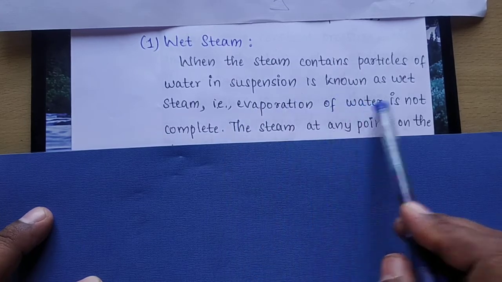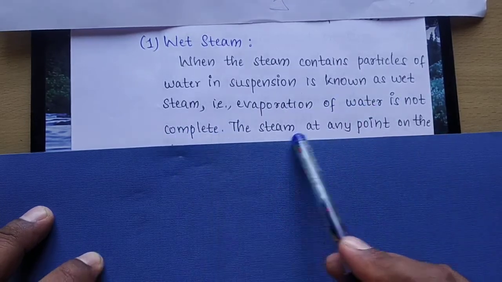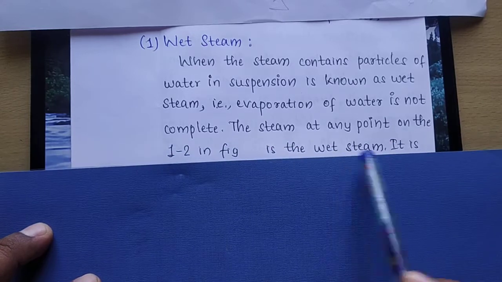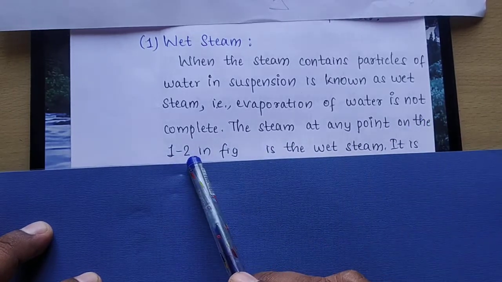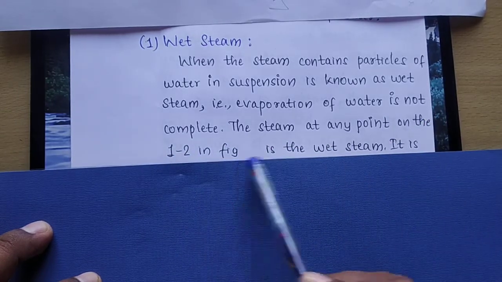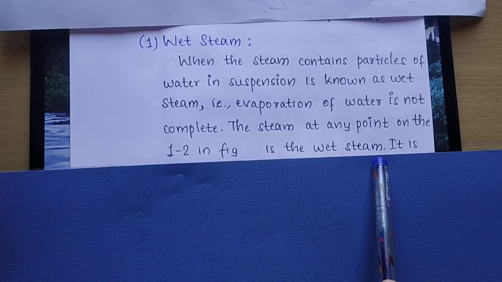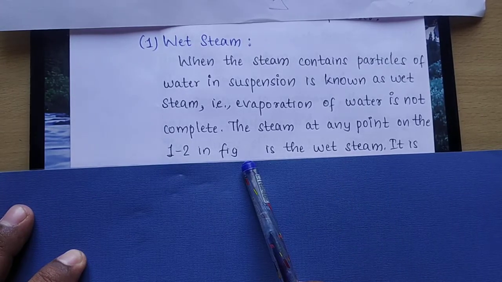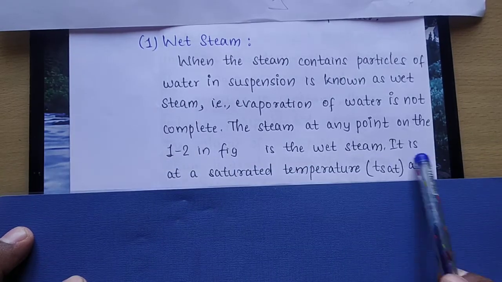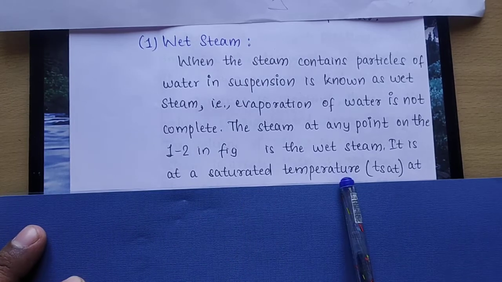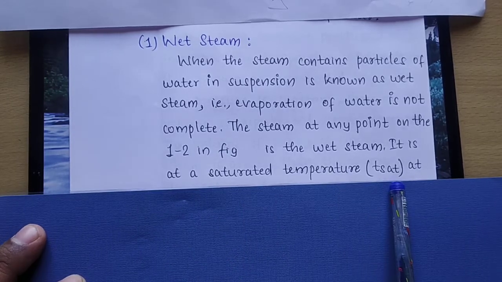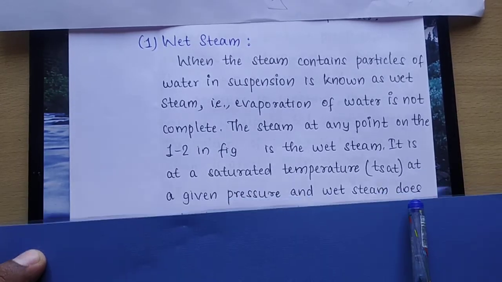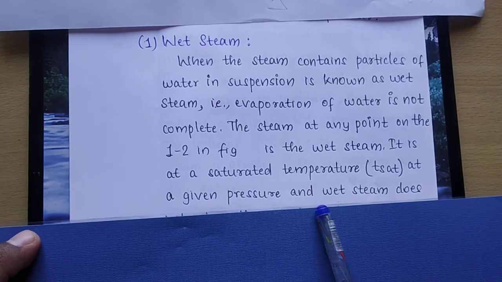The evaporation of water is not complete. The steam at any point on the line from 1 to 2 in figure 3 is the wet steam. So if you see the diagram there, from 1 to 2, it is known as wet steam. It is at a saturated temperature, that is what I said, Tsat, at a given pressure.